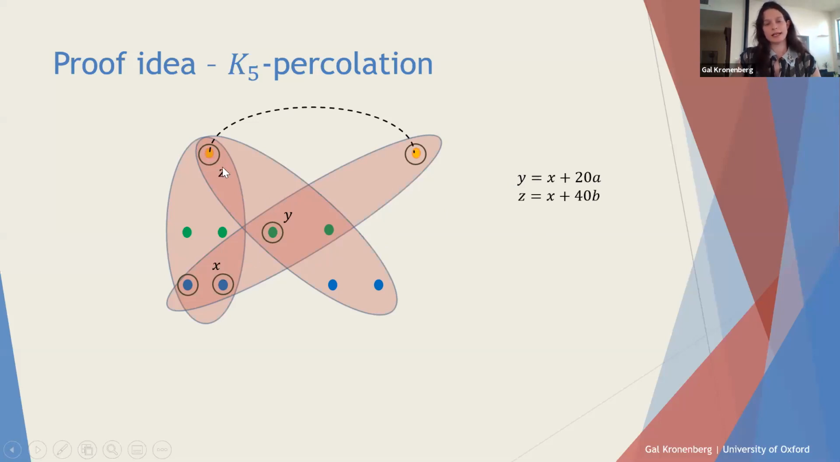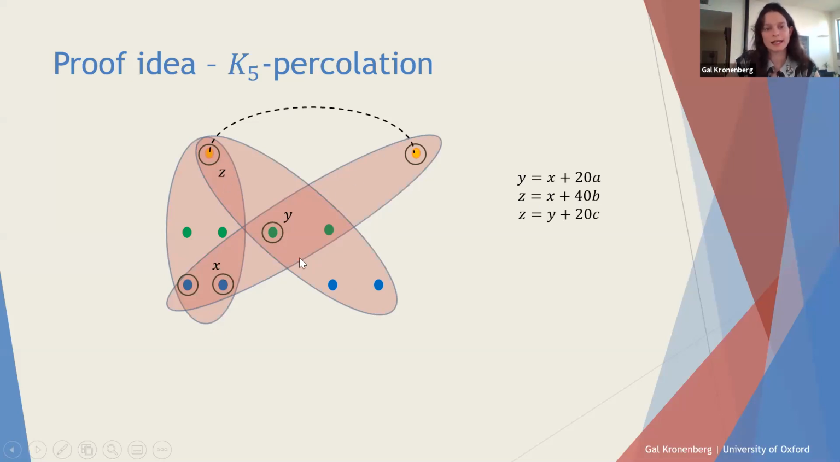And Y and Z are in the same hyperedge. So I also know Z and X are in the same hyperedge. And I know that the number of yellow vertices is 40 more than the number of blue vertices. Maybe I switched between the green and the blue, I'm not sure, from the picture before. So I know that it's 40 more, and that Z equals X plus 40 times some integer.